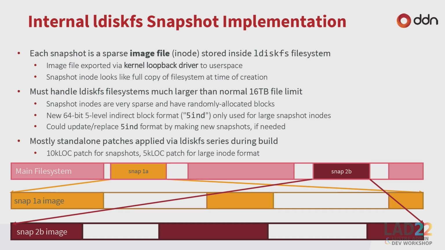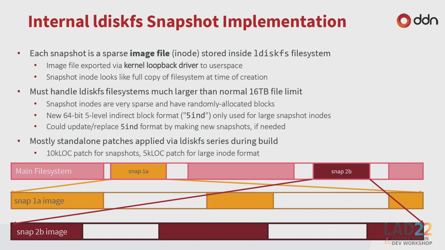And because of the nature of how snapshots are created as random IOP block IO, because you don't know what blocks are being modified, we ended up going with an indirect file format rather than extents. And so that's actually a 5-level indirect tree. We call it 5ind. But that format is only used for snapshot files. And so even though it's not supported in upstream ext4, when you delete the snapshots, those files go away. And so we can always pick a different format in the future if we need to.